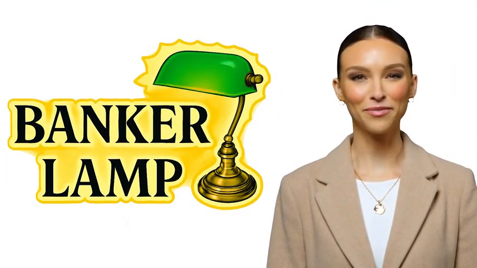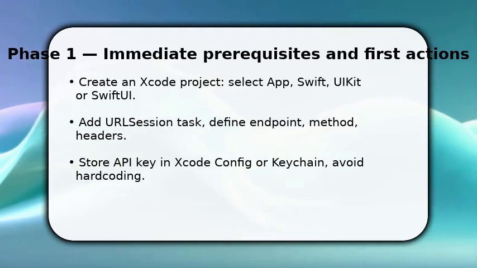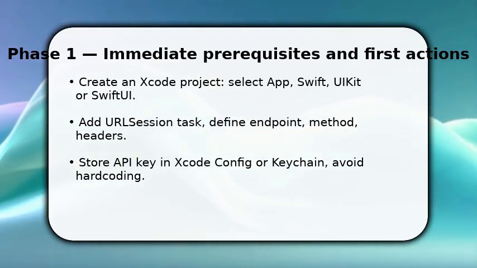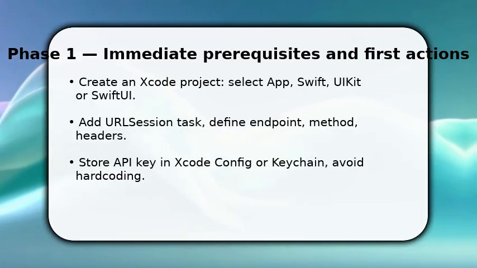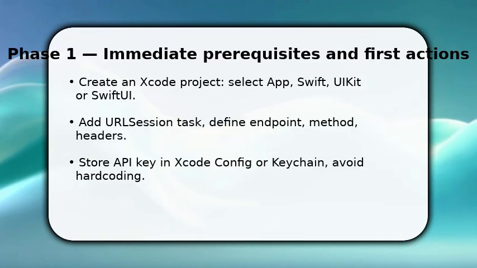Please enjoy the video. You begin by opening your existing Xcode project and adding a network layer file. This keeps code modular. Once done, create a URL request with the endpoint, HTTP method, and headers. Include an authorization header if required.